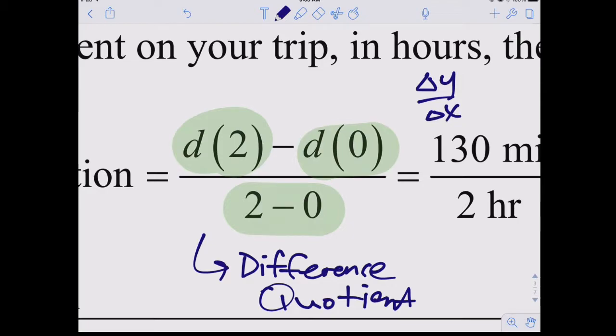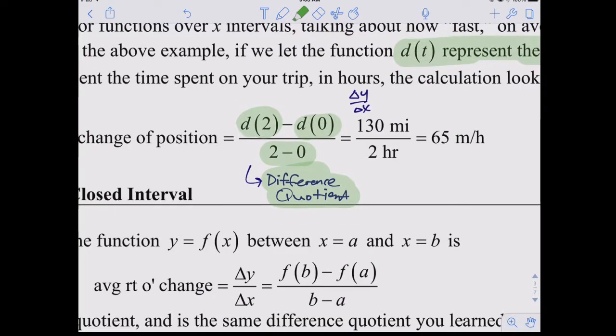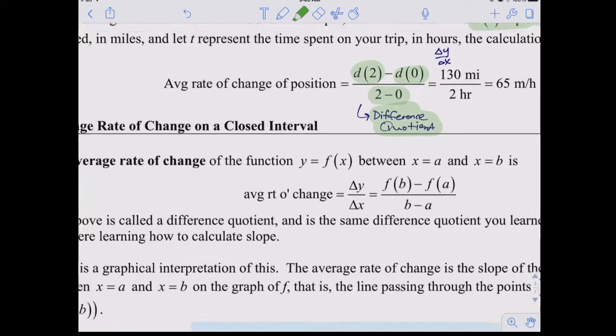Whenever you're finding average rate of change, whether it's for a test or a quiz or whatever, you must show me the difference quotient. You must show me the setup that you're subtracting two y values over the change in two corresponding x values. Okay, let's look then at the box here.